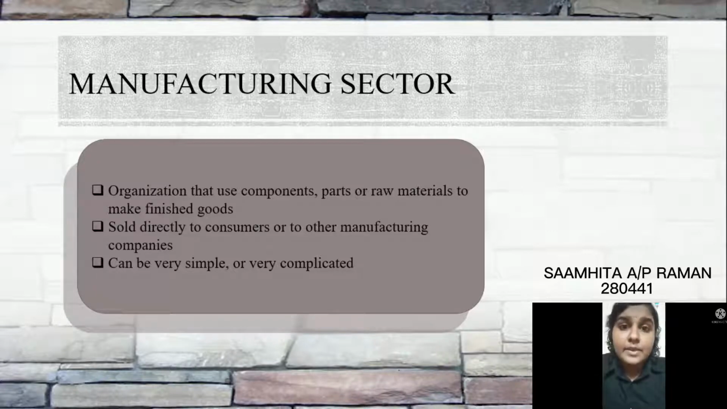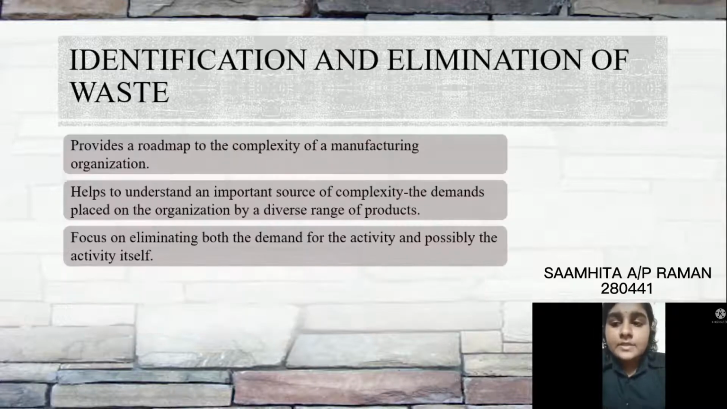Manufacturing businesses can be very simple with only a few parts required for assembly, or they can be very complicated with hundreds of parts needed to create a finished product. Now I'd like to talk about the advantages of the ABC system to the manufacturing sector. First is identification and elimination of waste.